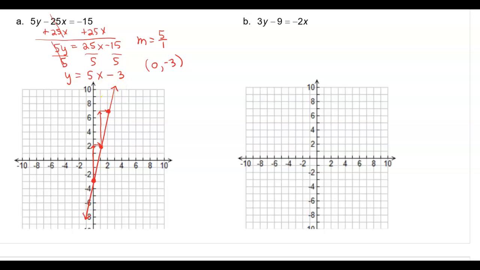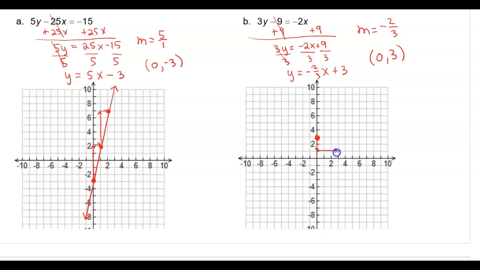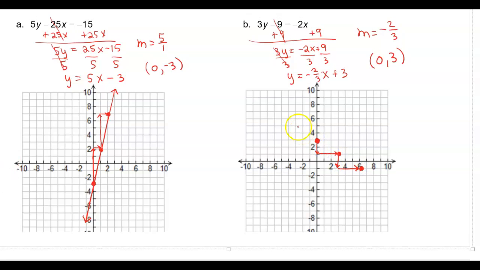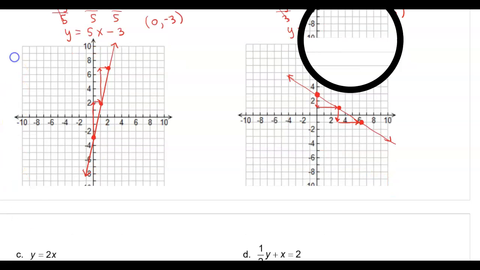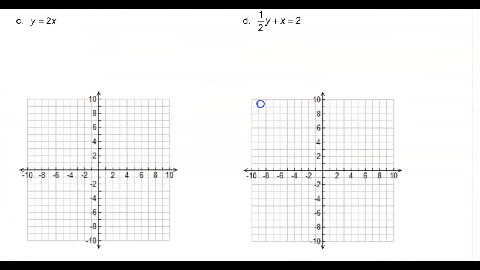Problem B. Take a moment to change that into y equals form. So pause the video and do that next, and then graph it and turn the video back on to check. Now try the next 2 problems. Pause the video and do C and D, then turn the video back on to check.